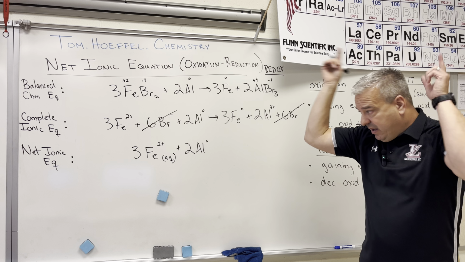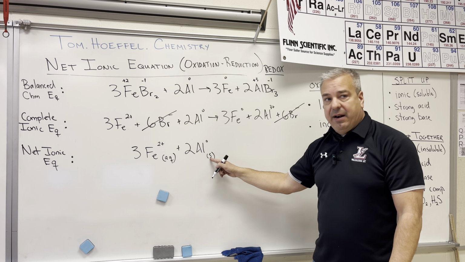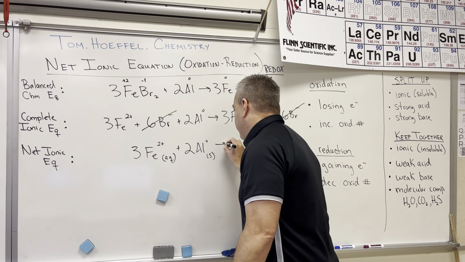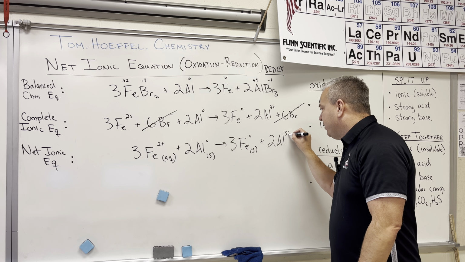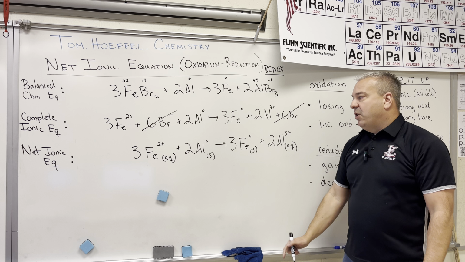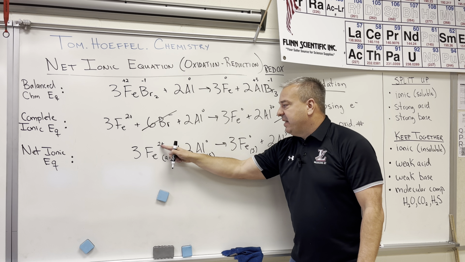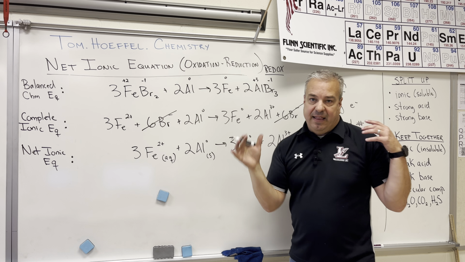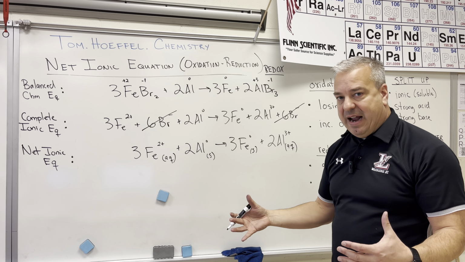Now, if it's neutral, I look on the periodic table to determine its state of matter, and it's a solid. Same thing over here. I look up the iron. It's neutral. It's a solid. It's black on my periodic table. And 2 aluminums, and these are charged, so it's going to be in solution. So I'm hoping that I see something that's going up in charge and something that's going down in charge, and that lets me know that I probably have a good oxidation reduction reaction, okay?